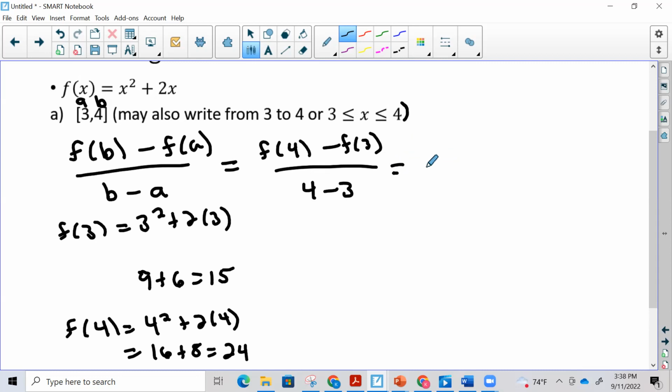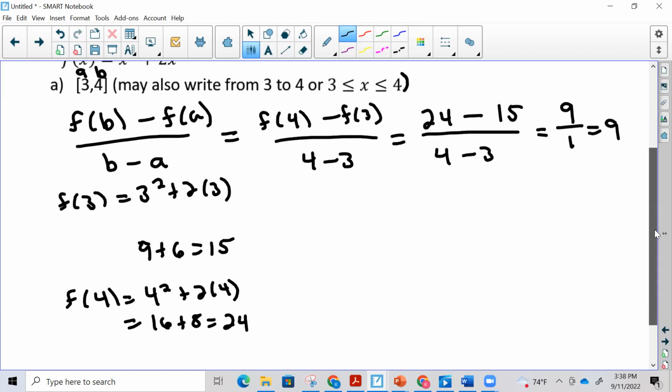So I'm going to plug those in. So f of 4 we found was 24. f of 3 we found to be 15. And then we have 4 minus 3. Okay, so 24 minus 15 is 9 over 1, which is equal to 9. And so this is the average rate of change over an interval.